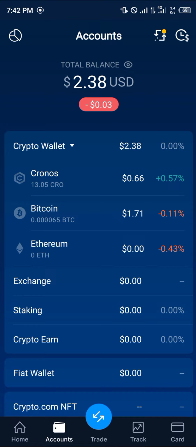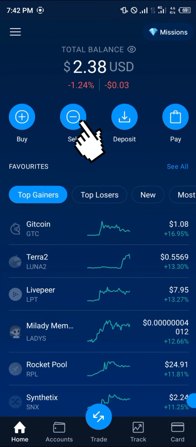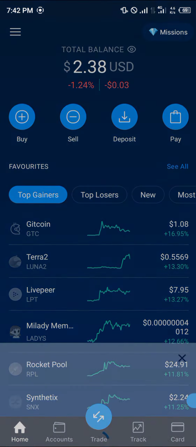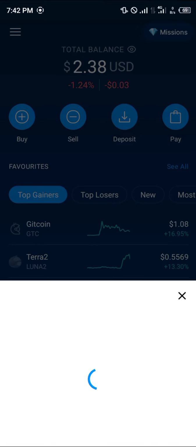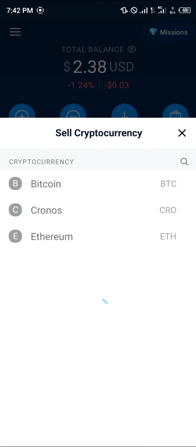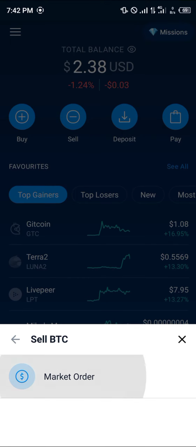So now, if you're looking to convert your Bitcoin to Ethereum, it's quite easy. Head back to the home option, click on this sell here, click on sell. Once you've selected sell, you're going to be selecting cryptocurrency assets, which is in our case the Bitcoin. So click on this Bitcoin, click on market order.